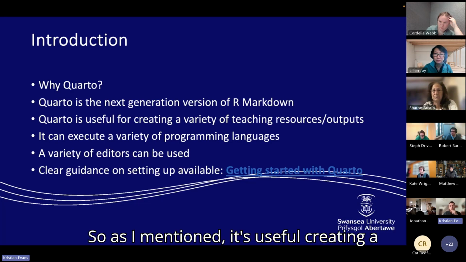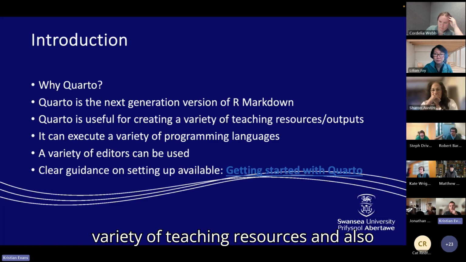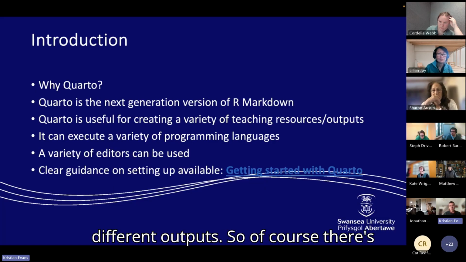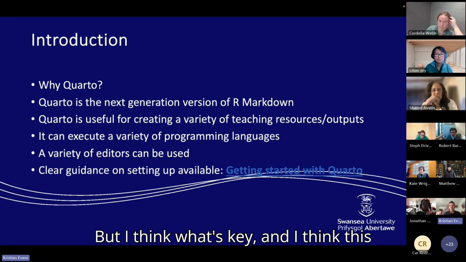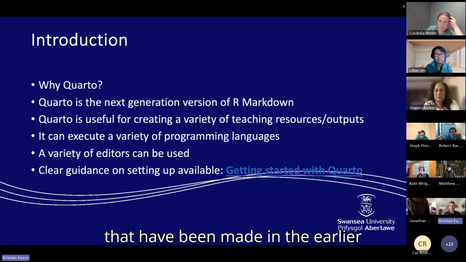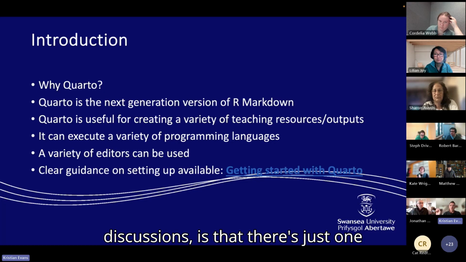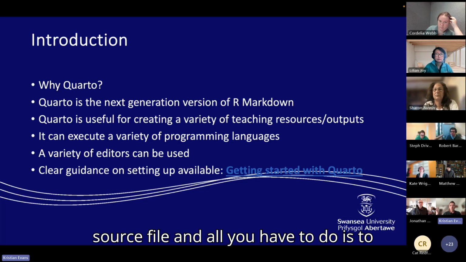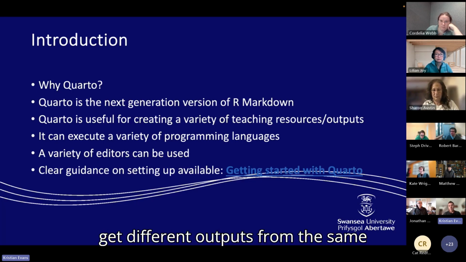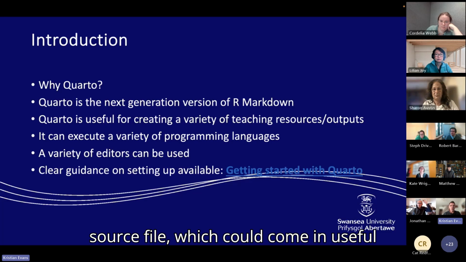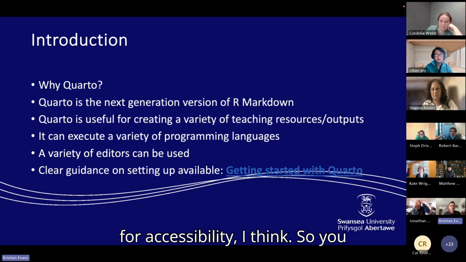So as I mentioned, it's useful for creating a variety of teaching resources and also different outputs. So of course, there's HTML, PDF files, PowerPoint files. But I think what's key, and this perhaps ties into some of the remarks made in the earlier discussions, is that there's just one source file, and all you have to do is change the output type in your source file to get different outputs from the same source file, which could come in useful for accessibility, I think.